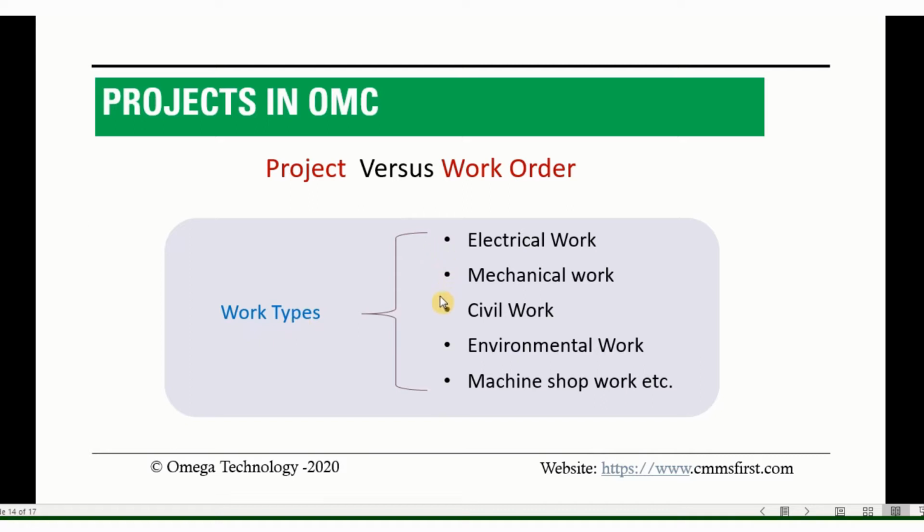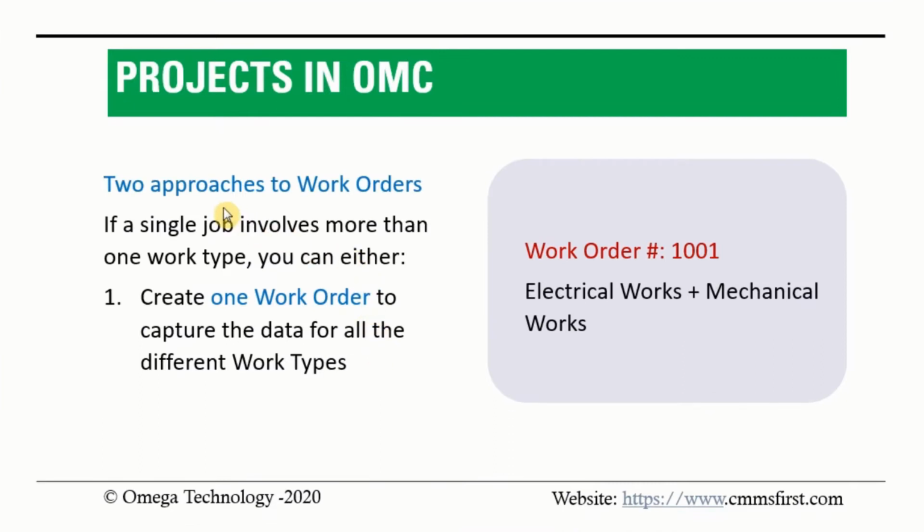Now if the work to be done involves more than one work type, then there are two ways to handle this in OMC. The first method is to create a single work order and assign the work type as multiple craft. The disadvantage with this method is that the maintenance and cost details for the different work types are lumped together, making it difficult to generate reports based on work type.